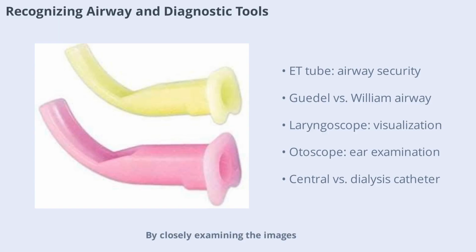By closely examining the images, you will learn to differentiate between similar-looking devices, such as the Williams airway versus the Guedel airway, or a central line versus a dialysis catheter. Mastering these distinctions is essential for safe and effective patient care. Let's look at some real examples and highlight their unique features.